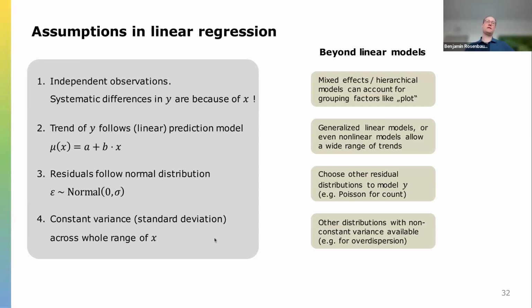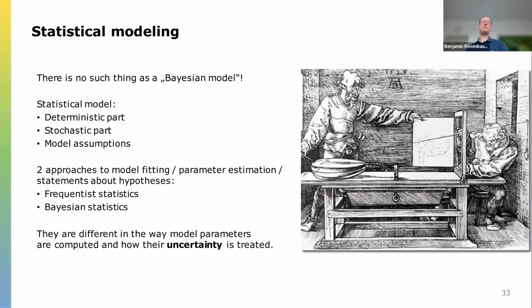And for the last one, if the variance changes, there are also other distributions available that accommodate this feature in the data. To sum up, statistical modeling is a very general principle. It is not per se frequentist or Bayesian. A statistical model is a statistical model.